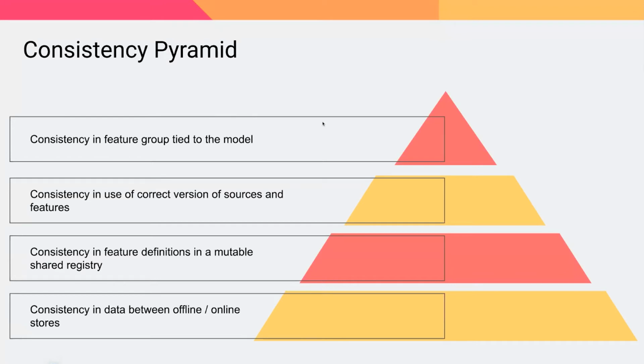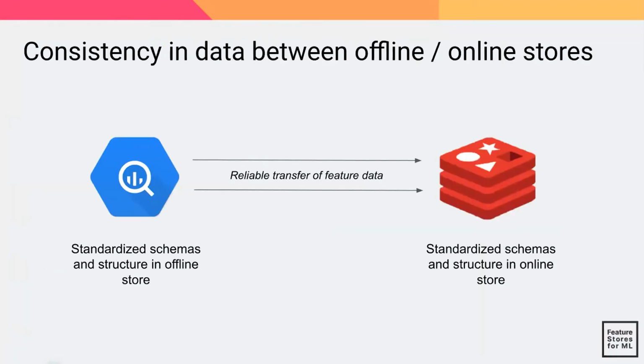I'll go into some more details for each of these and how we solve some of these issues. So for the first layer, consistency in data between offline and online stores, we're really gung-ho about really strict standards and structuring. This is how we really ensure the offline online data consistency.